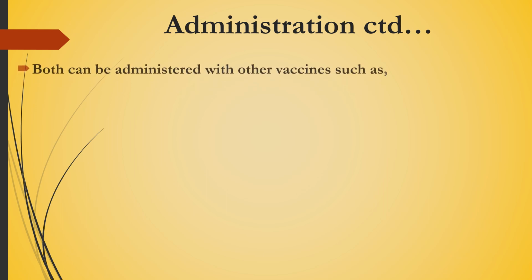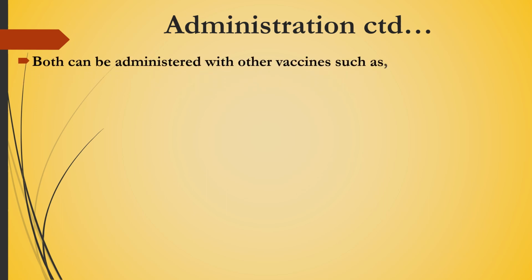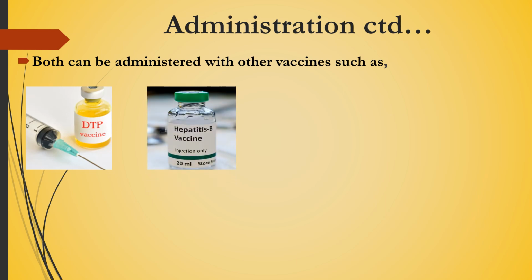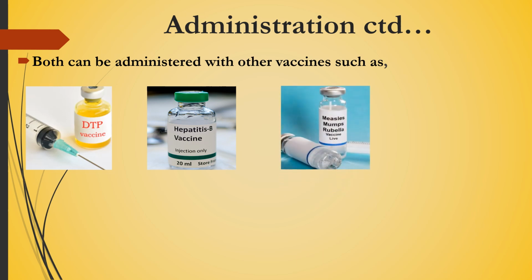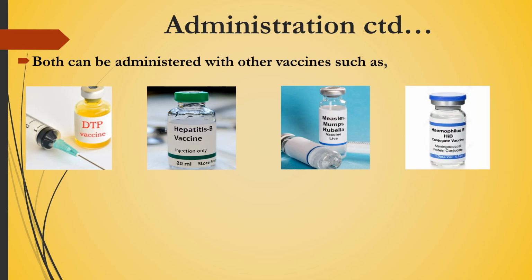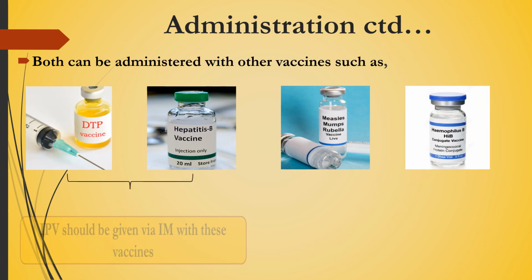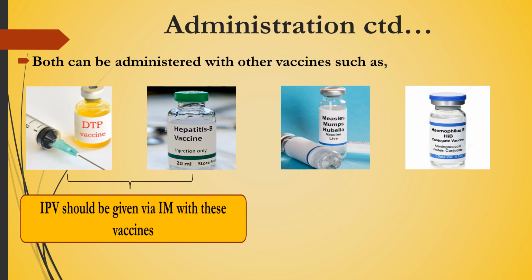Both oral polio vaccine and injectable polio vaccine can be administered with other vaccines such as DTP, diphtheria, tetanus and pertussis vaccine, hepatitis B vaccine, MMR, measles, mumps and rubella vaccine, and Haemophilus B vaccine. Out of these vaccines, injectable polio vaccine should be given intramuscularly with DTP and hepatitis B vaccine. For polio vaccines, the minimum interval between 2 doses is 4 weeks.